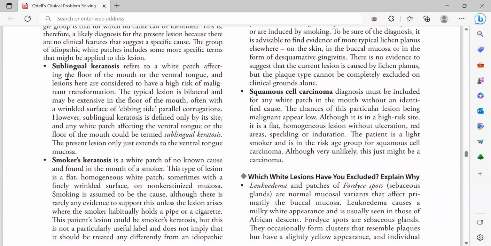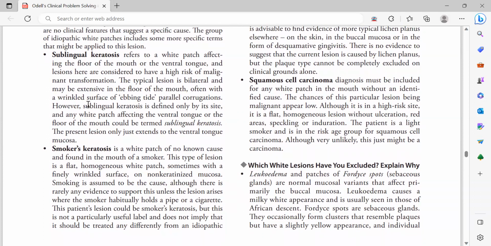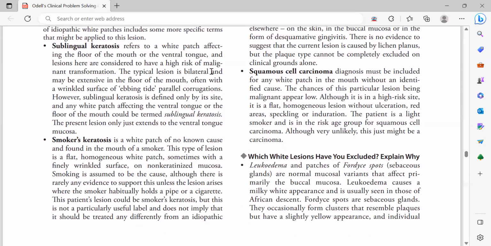So the more specific terms are mainly sublingual keratosis or the smoker's keratosis. Sublingual keratosis is the white patch that affects the floor of the mouth or the ventral tongue, and the lesions here are considered to have high risk of malignant transformation, right? The typical lesion is bilateral and may be extensive in the floor of the mouth, often with a wrinkled surface of ebbing tide parallel corrugations.